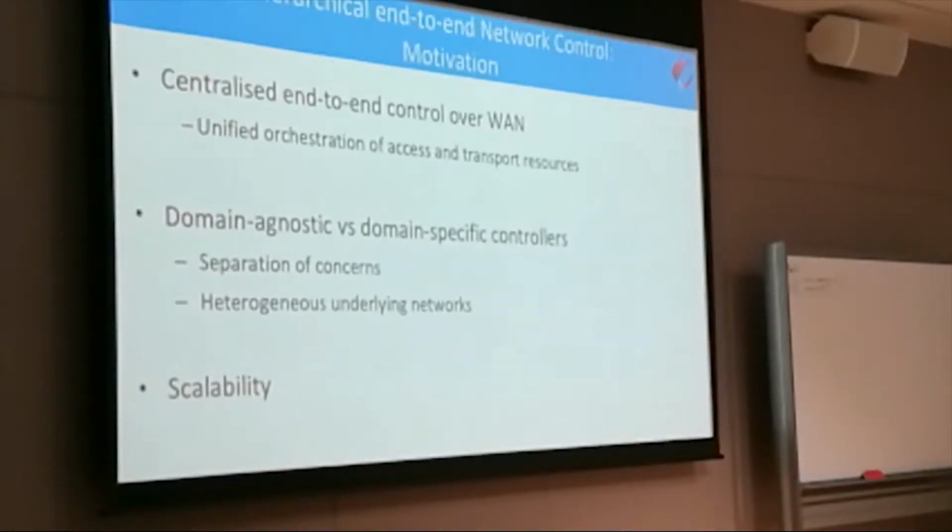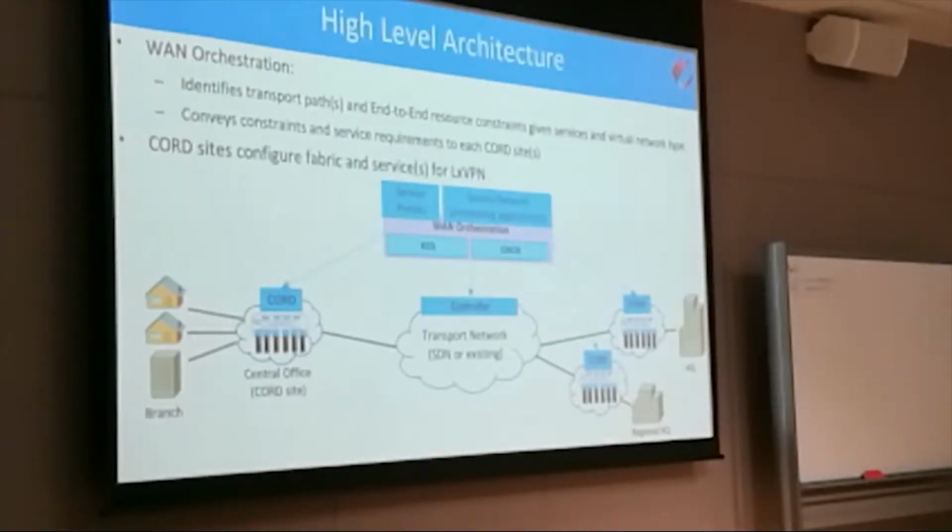So here we decided to decouple the controllers in a hierarchical fashion, and we have a domain-agnostic global controller and multiple domain-specific controllers at the edge and the transport networks. Last but not least, with the hierarchical approach, we can address the scalability issues, which in a wide area network is to be taken into account. So this is the very high-level architecture of eCord.